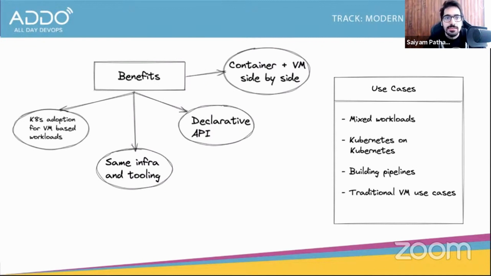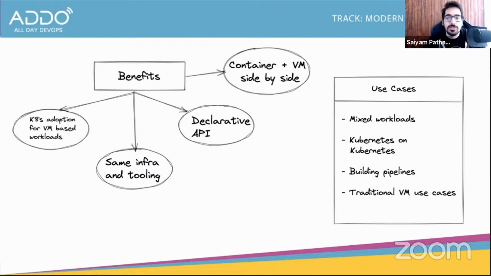Now it's no more like, I have a VM workload which is too complex to containerize, and I want to keep it that way, but I want to leverage Kubernetes. I want to move to Kubernetes. You can do it very easily, in a smooth and efficient manner. Same infra and tooling. Yes, I can use the same infrastructure and tooling now.